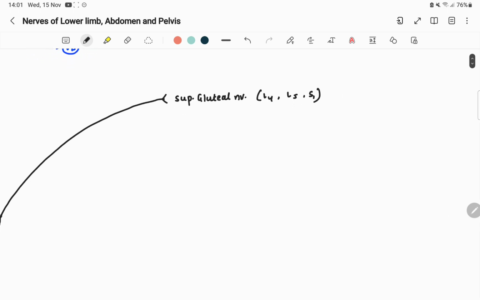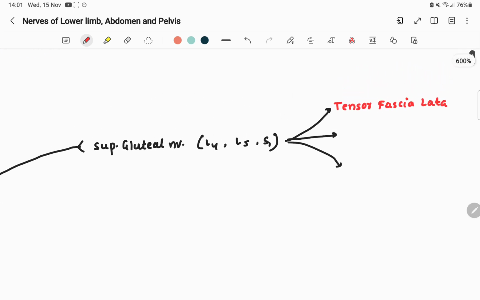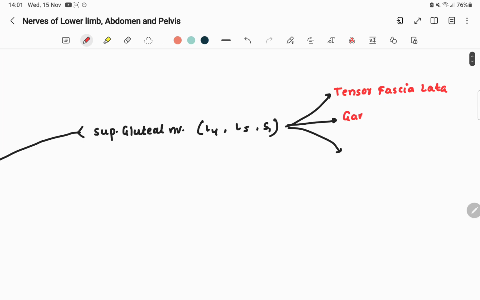The superior gluteal nerve supplies three muscles. Just remember, it supplies the tensor fascia lata muscle, and it again supplies your gluteus medius and your gluteus minimus.